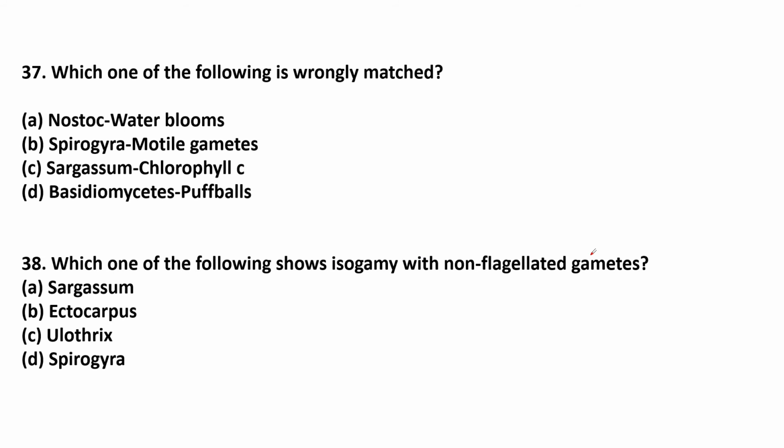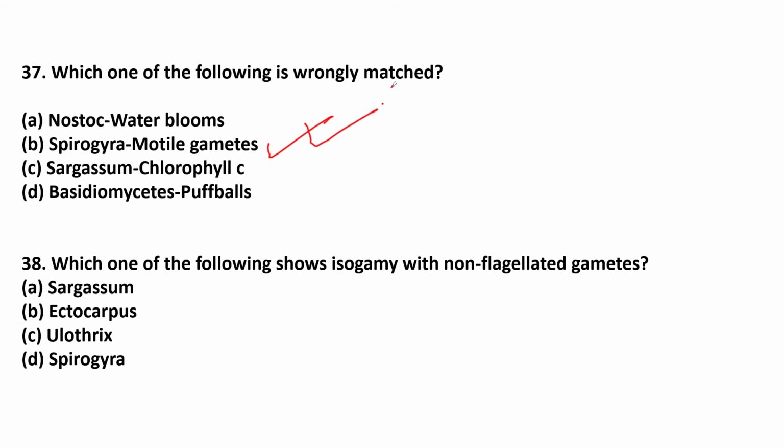Which one of the following is wrongly matched? Mostly in NEET you will get this wrongly matched type of question; generally they give matching, and you have to keep in mind that you must choose the wrongly matched one. The options: Nostoc, water blooms; Spirogyra, motile gametes; Sargassum, chlorophyll C; Basidiomycetes, puff balls. The answer is Spirogyra and motile gametes.